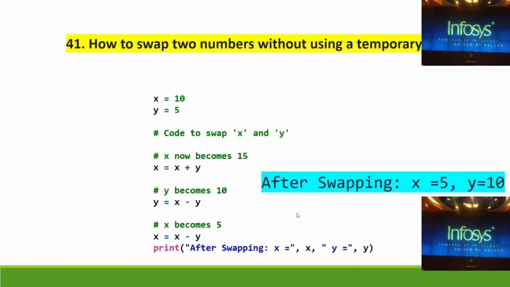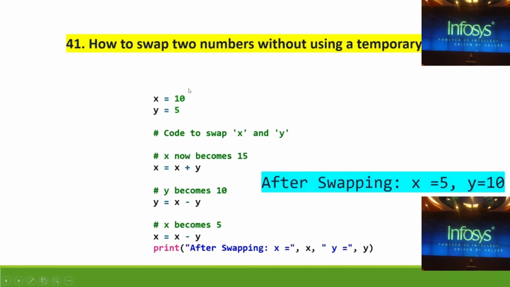You can see how to swap two numbers without using a temporary variable. Take x equals 10 and y equals 5. You add those numbers, so x is equal to x plus y, that is 15, and y is equal to x minus y. You can see y is equal to 10. The logic is addition and subtraction.